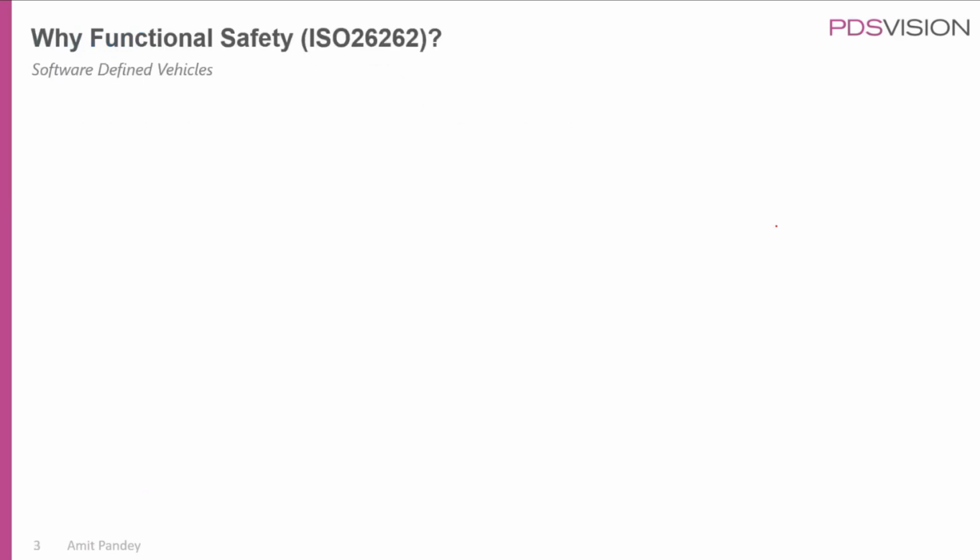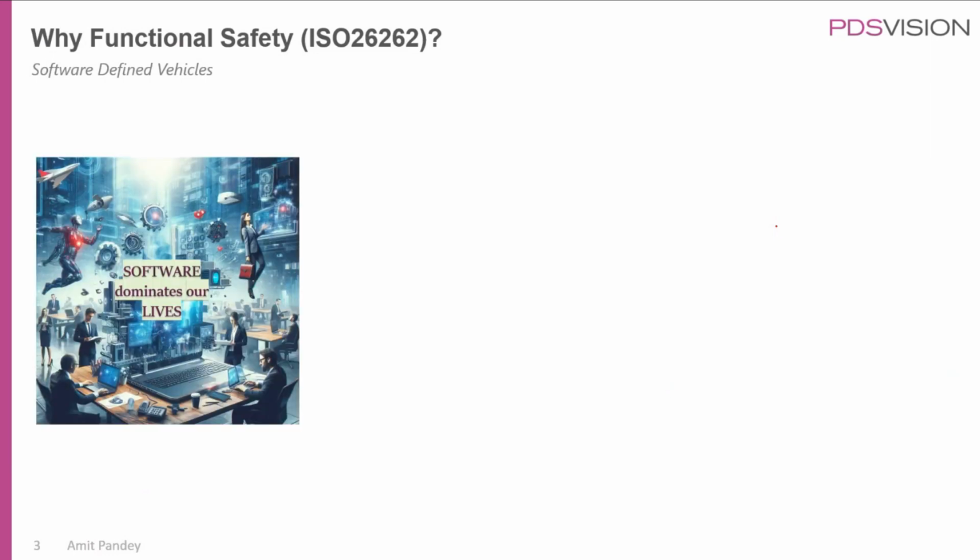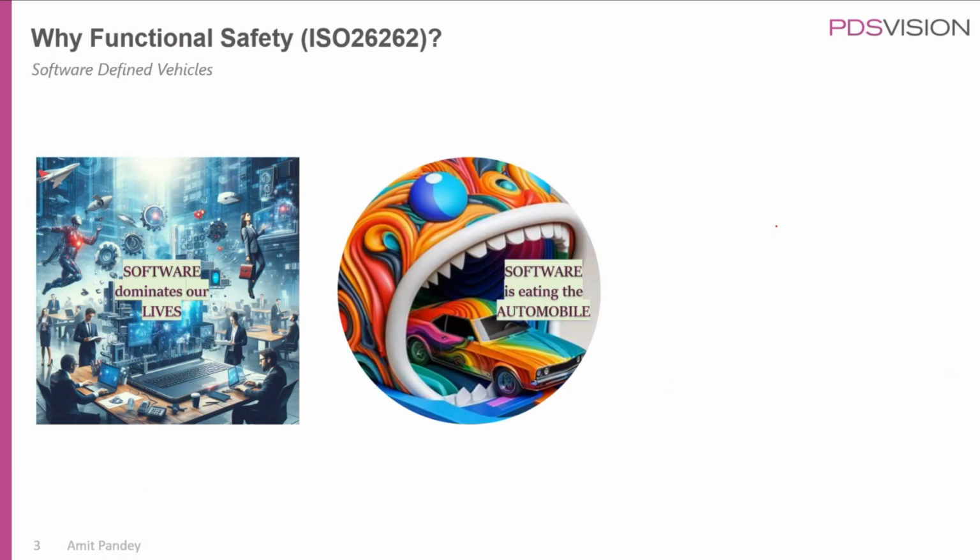Now, why functional safety? Why do we need to worry about functional safety or ISO 26262? It's all because of software, because we are living in an era where we need software for our daily life, from mobile gadgets to cars to everything. Software is embedded into most of the devices we use on a daily basis, and software is eating into all industries, not only automotive.